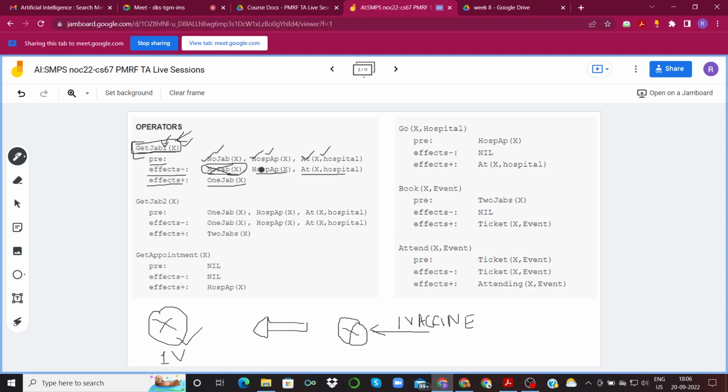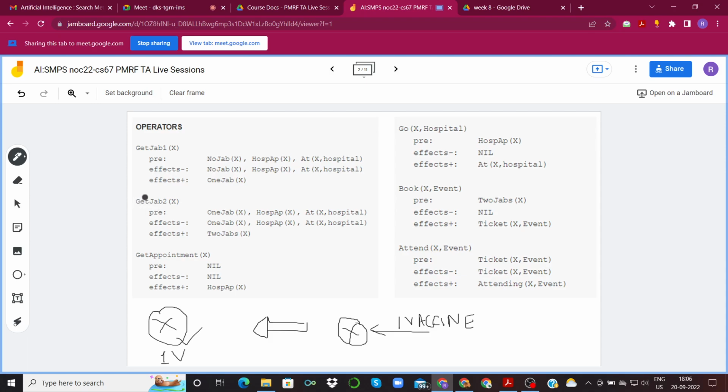Similarly, once he has taken the vaccine, he does not need an appointment at the hospital. So this is also no longer needed. And he doesn't need to be at the hospital. So this is also not needed. That is what the negative effects mean. So is that clear? I'm just going through this so that later on when we discuss the questions, there will be no confusion about it.